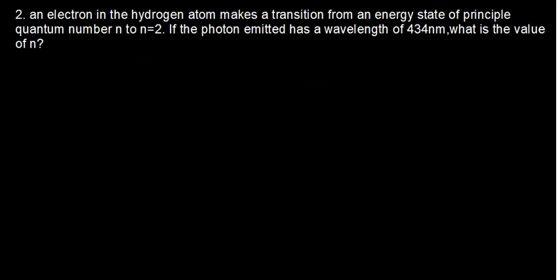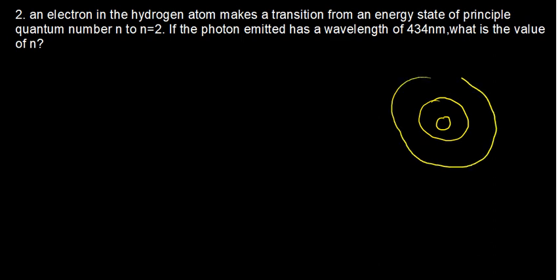So I think just something that we need to be expecting is we have got something like that. We know that an electron is going to transition to the second energy level. Let's say this is n is equal to 1, this is n is equal to 2, this is n is equal to 3. So an electron has found itself here. Now the question is, an electron in the hydrogen makes a transition from an energy state of principal quantum number n to n is equal to 2, and a photon is emitted. So there is a release of energy.